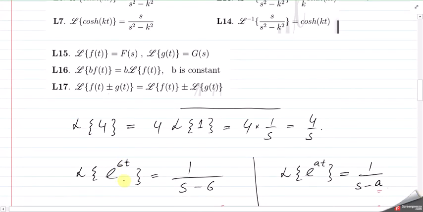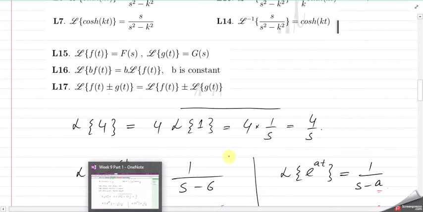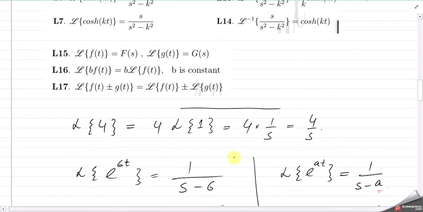Next is Laplace of e power 6t. Formula is Laplace of e power at is 1 over s minus a. So a is 6 in our case. That becomes 1 over s minus 6.